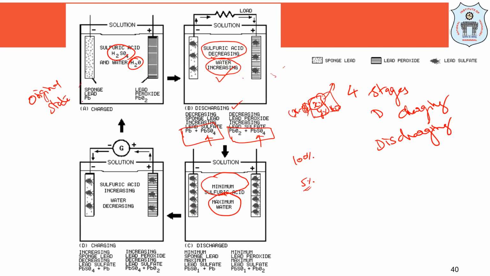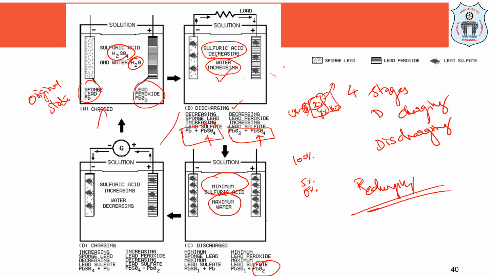You are going to have a minimum of sponge lead here and a maximum of lead sulfate taking place, right? Similarly, at this electrode, you are going to have a minimum of lead peroxide and a maximum of lead oxide. Okay, so then what will happen? The battery is empty, so you have to keep it for recharging. So when you want to recharge, what will happen? It will go back to its original position.